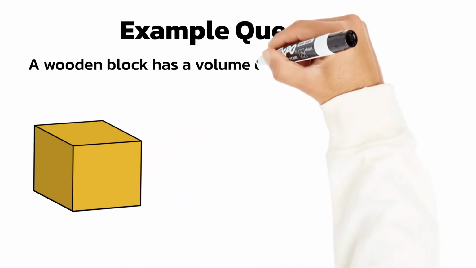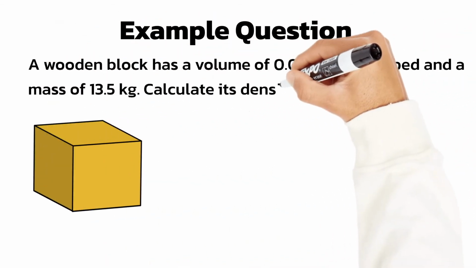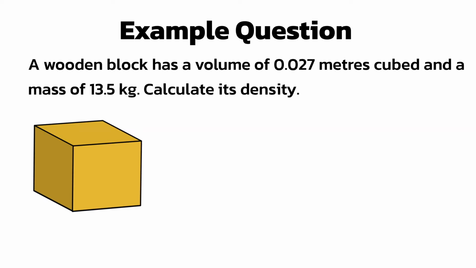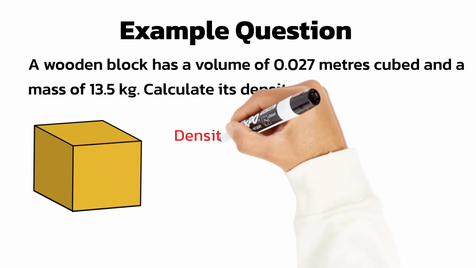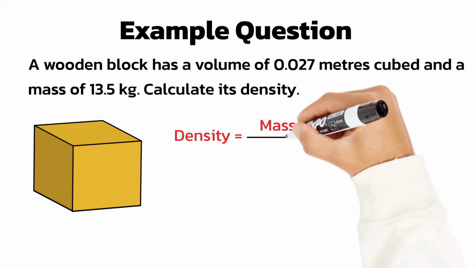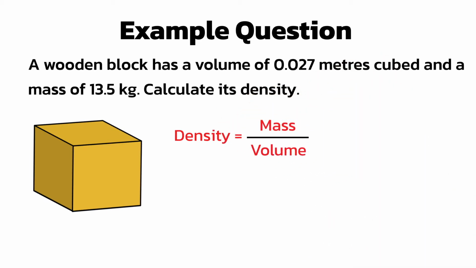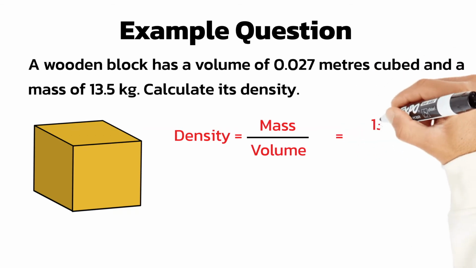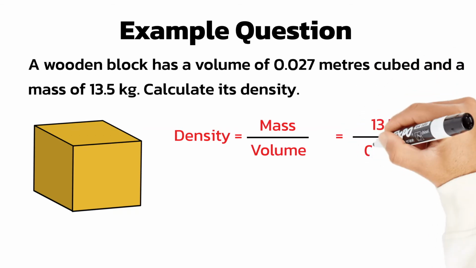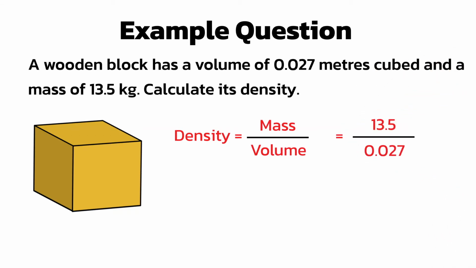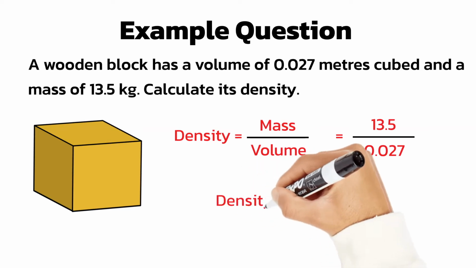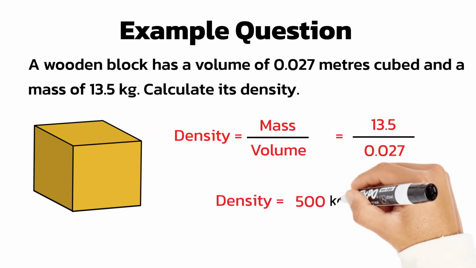A wooden block has a volume of 0.027 meters cubed and a mass of 13.5 kilograms. Calculate its density. Pause the lesson and restart when you're ready. So the formula is density equals mass divided by volume. 13.5 divided by 0.027, which gives a density of 500 kilograms per meter cubed.